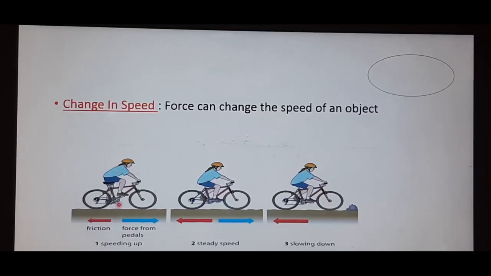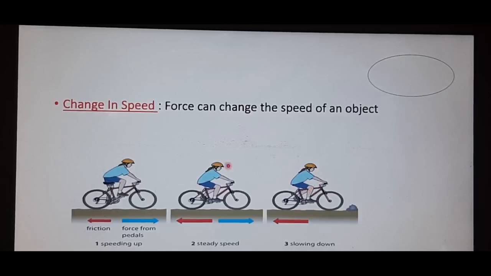See, here this person is cycling. Now the person is applying a force on the pedals of the cycle. It depends on the person. It's his wish, he can move fast and he can move slow also, or he can maintain steady speed. So it depends on the force. If you have done cycling in your life, you can relate. If you apply more force, the speed of the cycle will be more. If you apply less force, the speed of the cycle will be less.